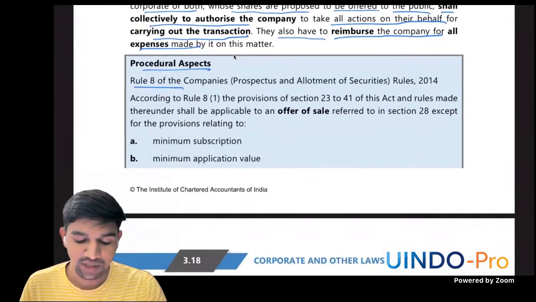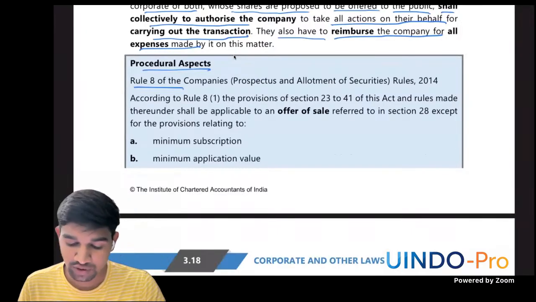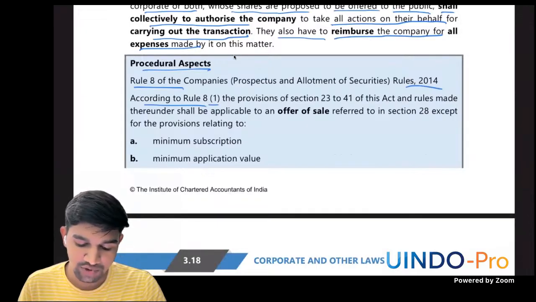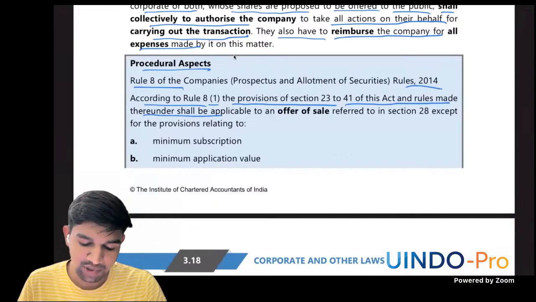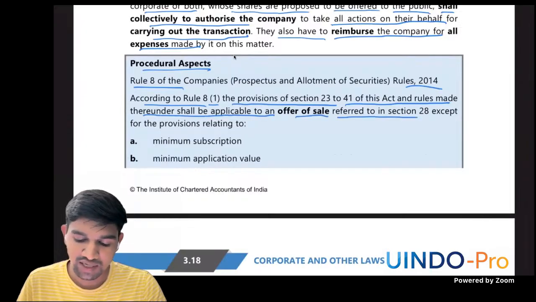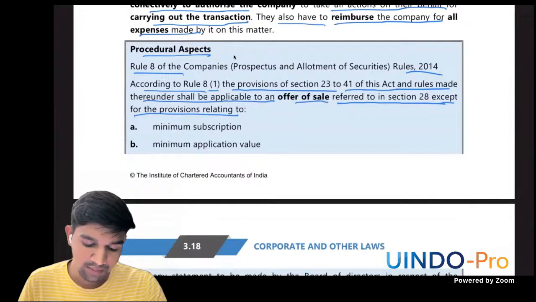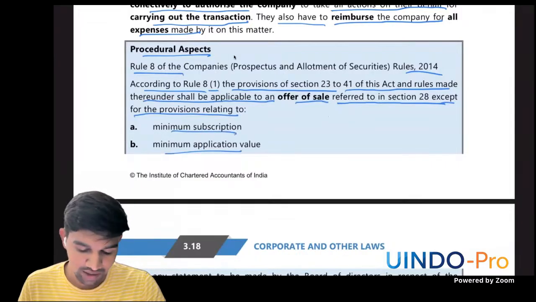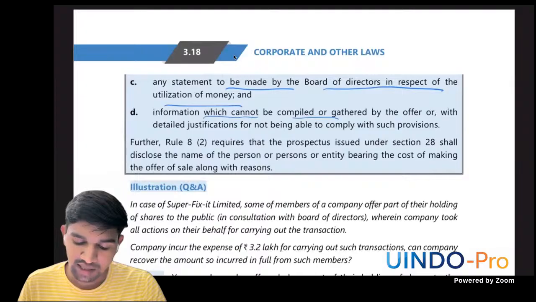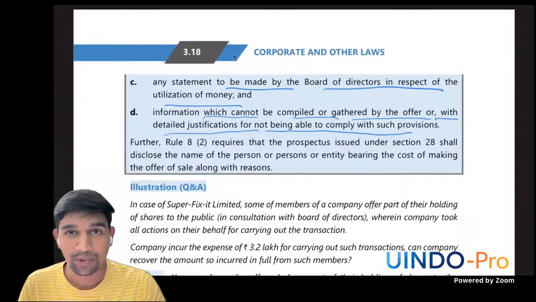Procedural aspect. Rule 8 of the Companies (Prospectus and Allotment of Securities) Rules 2014. According to Rule 8 sub-rule 1, the provisions of Sections 23 to 41 of this Act and rules made thereunder shall be applicable to an offer of sale referred to in Section 28, except for the provisions relating to minimum subscription, minimum application value, and any statement to be made by the Board of Directors in respect of utilization of money, and information which cannot be complied with and gathered by the offeror, with detailed justification for not being able to comply with such provisions.